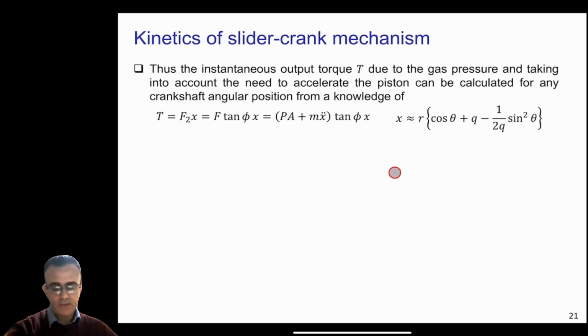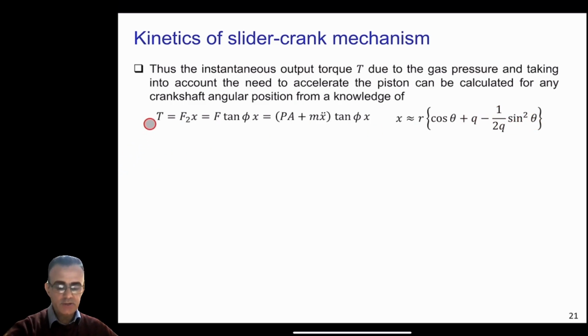Okay, now thus the instantaneous output torque T due to the gas pressure and taking into account the need to accelerate the piston can be calculated from any crankshaft angular position from the knowledge of these things. So as we know that T is equal to F2x, which is F tangent phi x, and we know that F is equal to PA plus m x double dot and tangent phi x, and we know that x is the position, and we calculated the value of x earlier, that x was r cos theta plus (q minus 1) over 2q sine square theta.